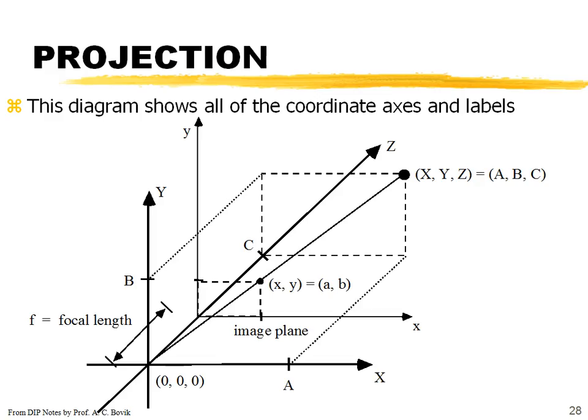First, that, and second, I don't want to work in negative coordinate spaces. All right, so let's look at a single point in the 3D space. We'll call that some point A, B, C. That point is going to project onto our imaging plane at a point small a, b.